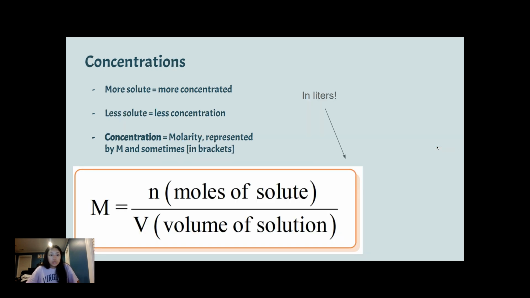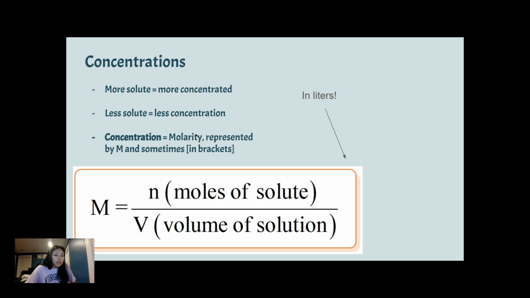Okay, concentrations. I think you guys know what concentrations are. It's basically the amount of solute inside of a solution, and that's the concentration. When there's more solute, it's more concentrated. When there's less solute, it's less concentrated. Concentration is the same as saying molarity, so you could see it either way. You could say calculate the concentration or calculate the molarity.